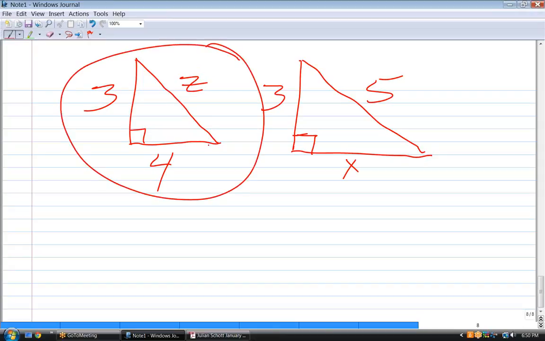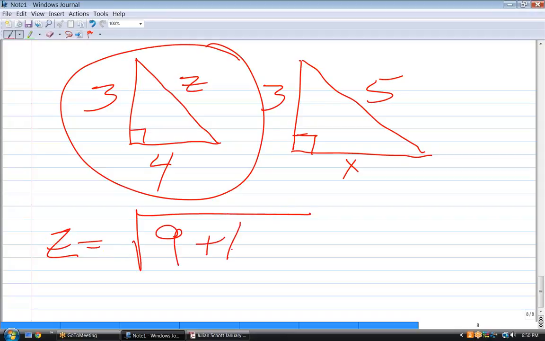So what's z equal to? So it's just, alright, so 9 and 16. And then just the square root of those. What's that sum? 25. What's the square root of 25? 5.